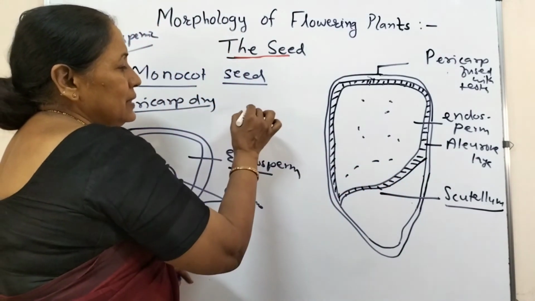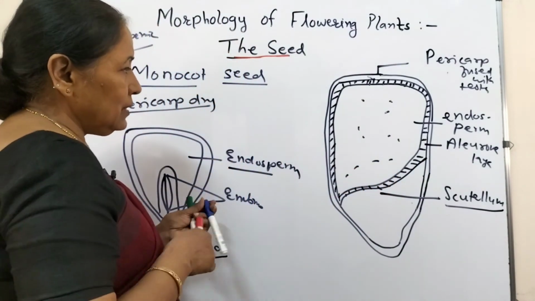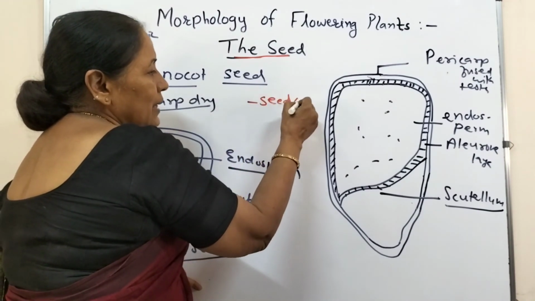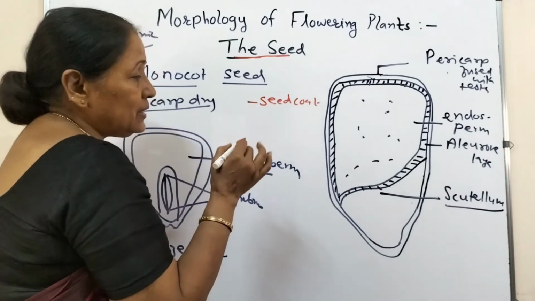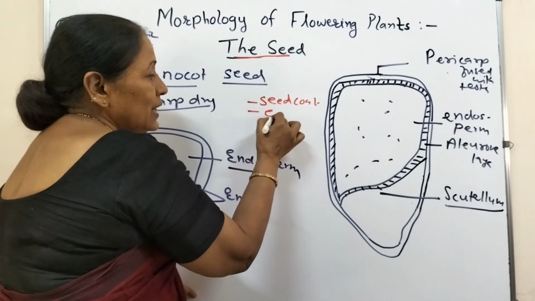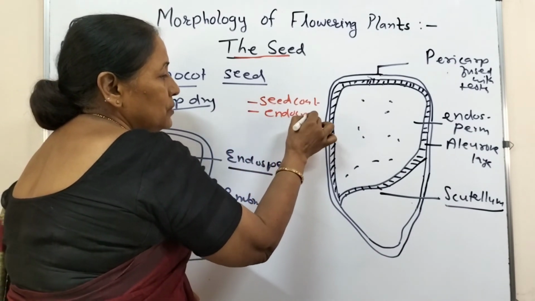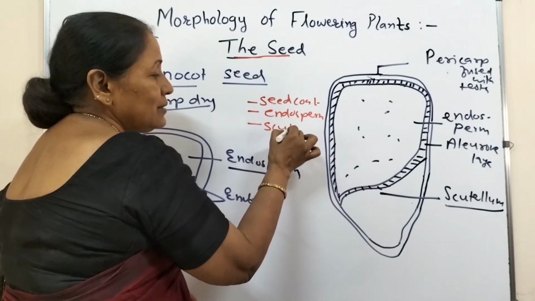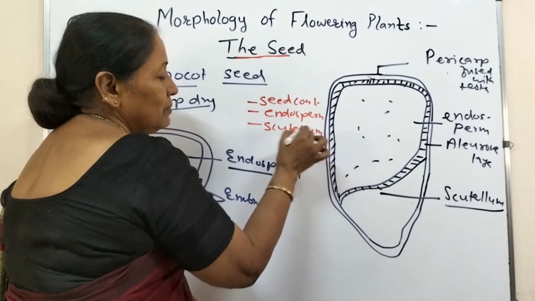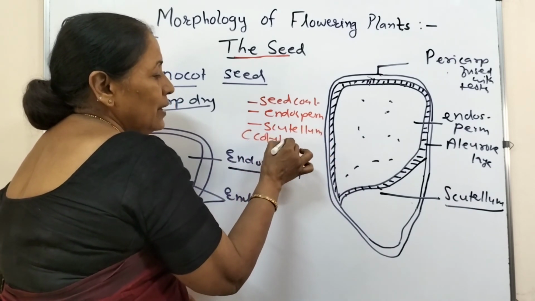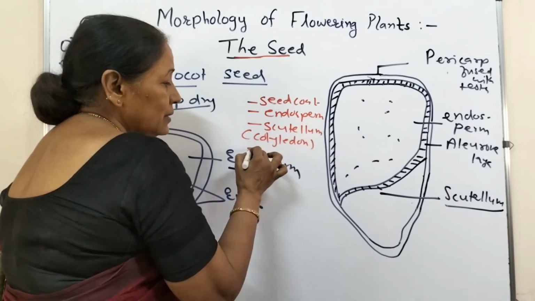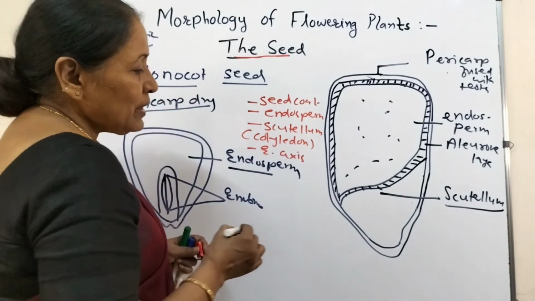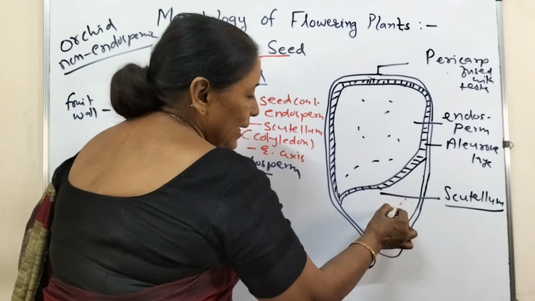So one is endosperm. What have you seen? There is one seed coat. Then seed coat is fused with the fruit wall. Then there is endosperm. Then there is the scutellum. Scutellum is the cotyledon. And the main thing, that is the embryonal axis. Where is the embryonal axis? This is the embryonal axis.